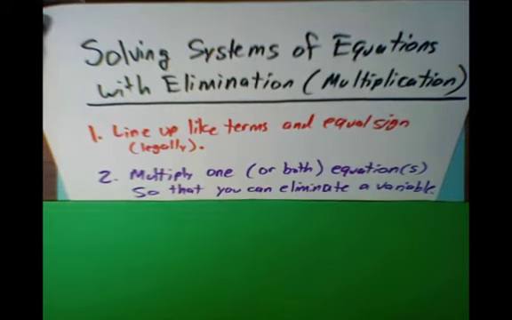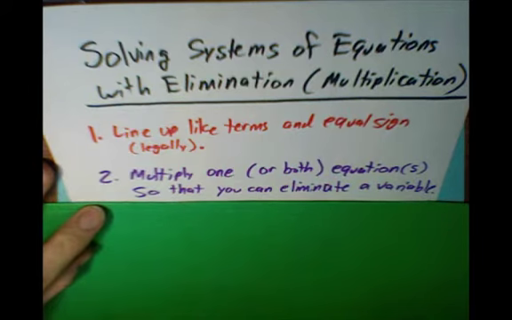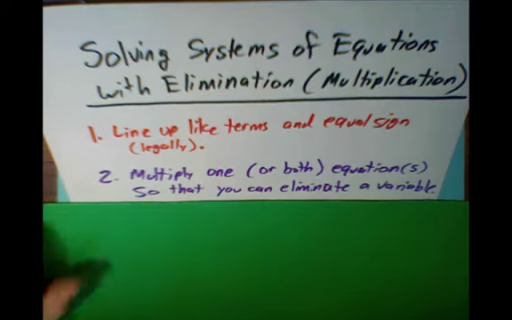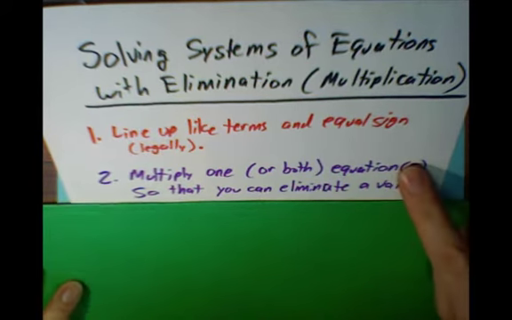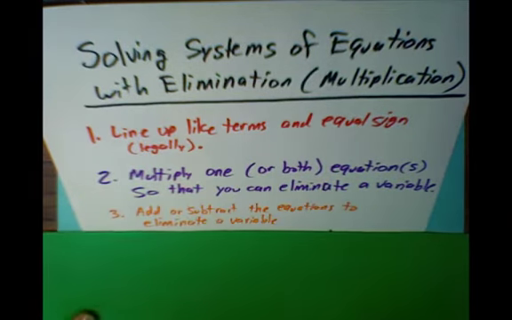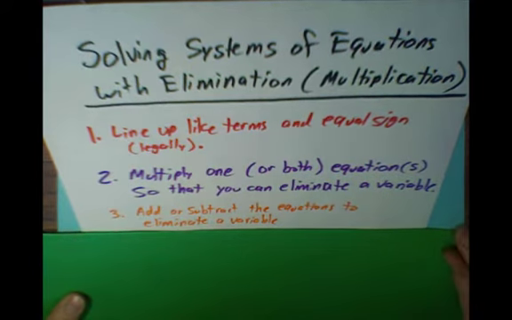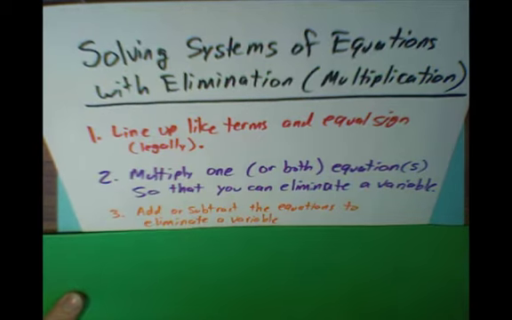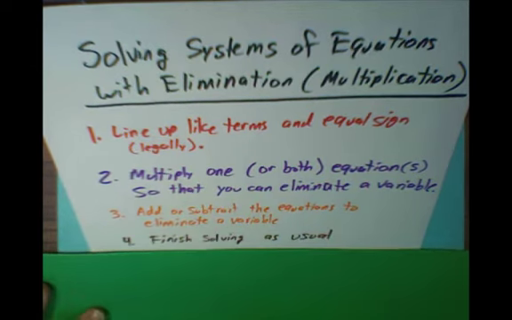Then you're going to multiply one or both equations by some value so that you can eliminate a variable. In other words, you're going to be setting up elimination in this step. And then step 3, you're going to eliminate by either adding or subtracting the equations. A variable should disappear in this step, and then you're just going to finish solving.